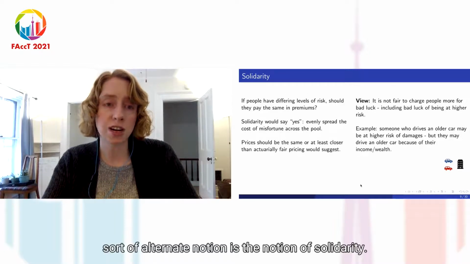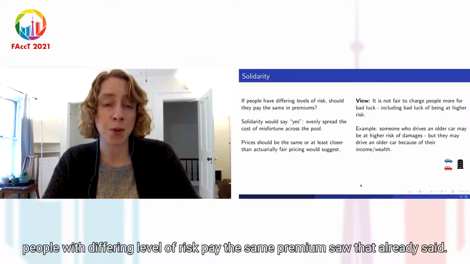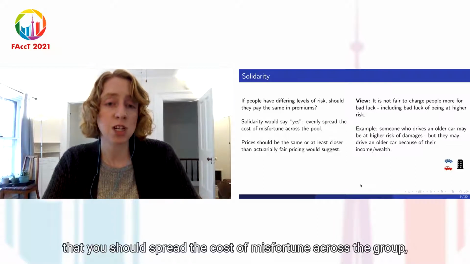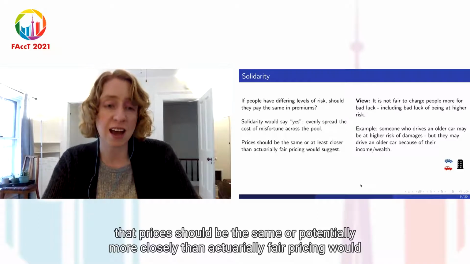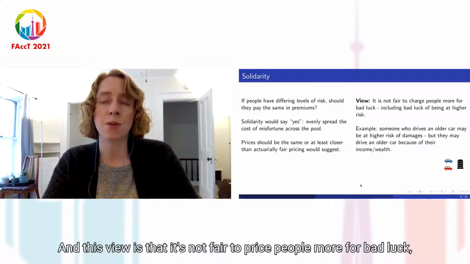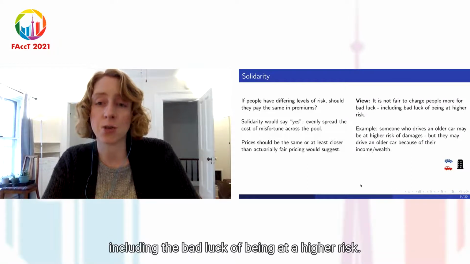An alternate notion is the notion of solidarity. Again, if you ask the question, should people with differing levels of risk pay the same in premium? Solidarity says maybe yes, that you should spread the cost of misfortune across the group, that prices should be the same or potentially closer than actuarially fair pricing would suggest. And this view is that it's not fair to price people more for bad luck, including the bad luck of being at a higher risk.